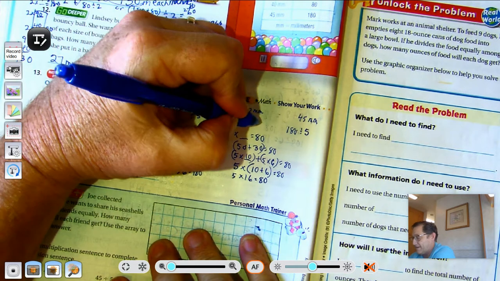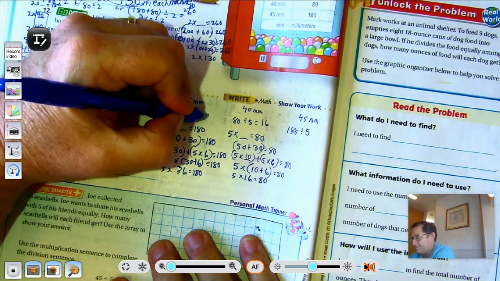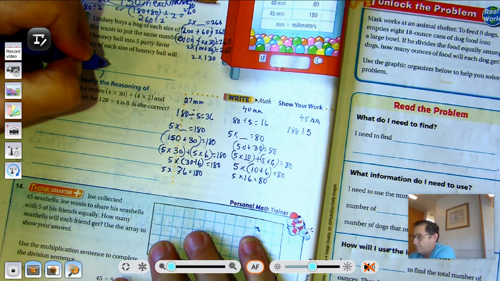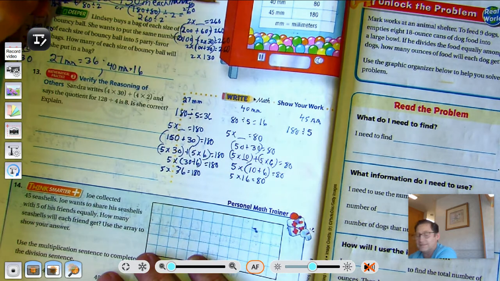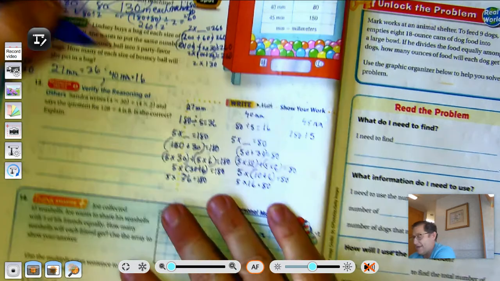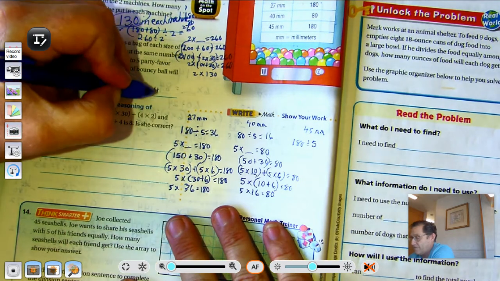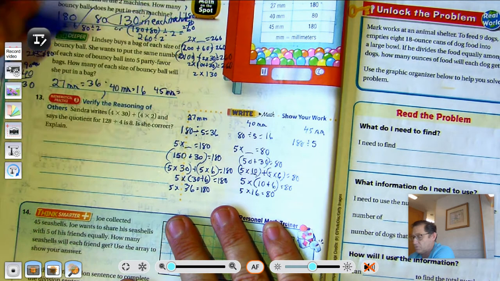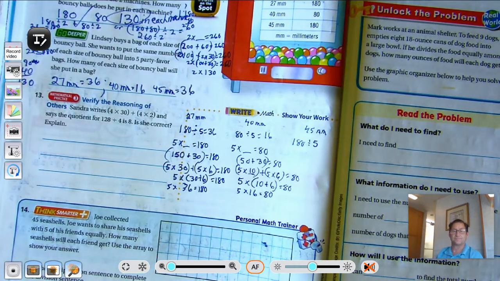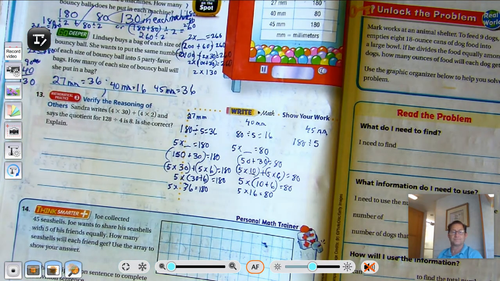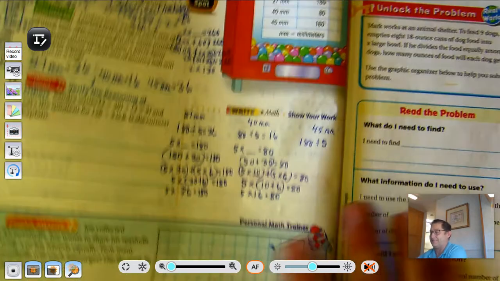So 80 divided by 5 is 16. So 40 millimeter equals 16. And the 45 millimeters would also be 36. Right?